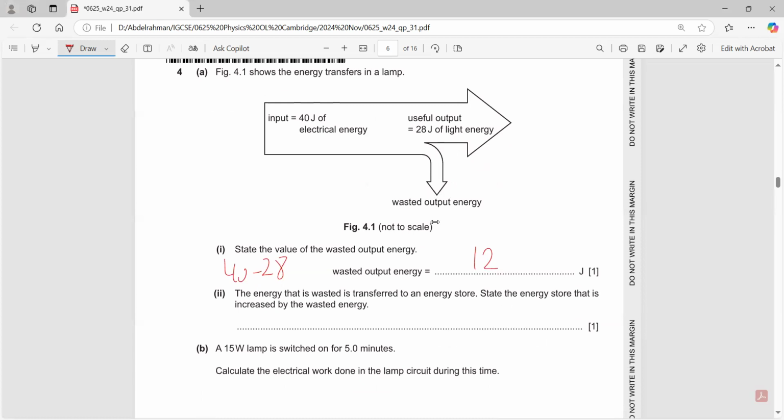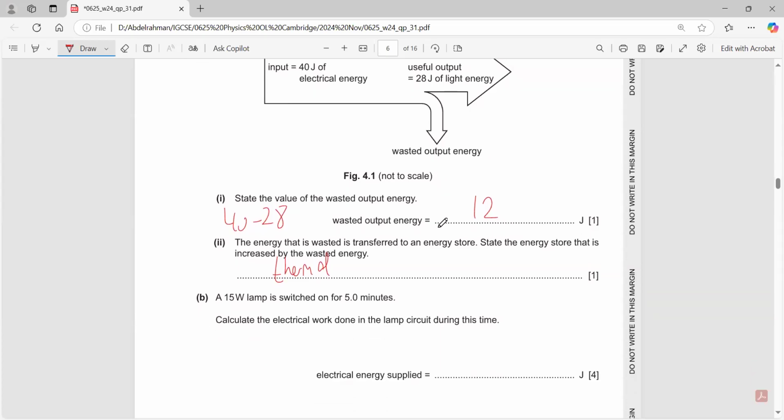The energy that is wasted is transferred as an energy stored. State the energy stored that is increased by the wasted. Basically, what is the type of wasted energy? The wasted energy would be, probably, thermal energy. Thermal energy. Why would it be gravitation? Why would the lamp give off gravitational potential energy? That is an illogical answer.